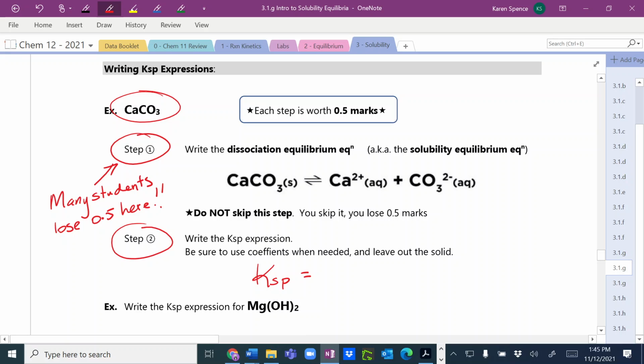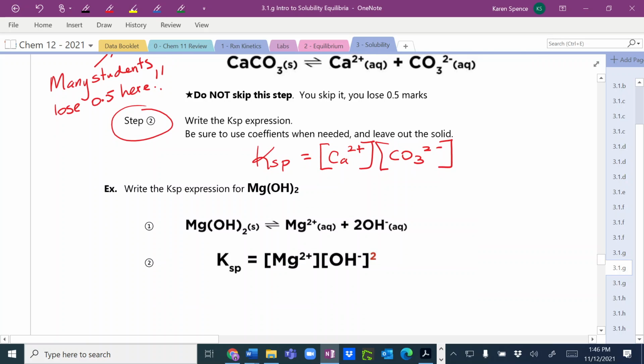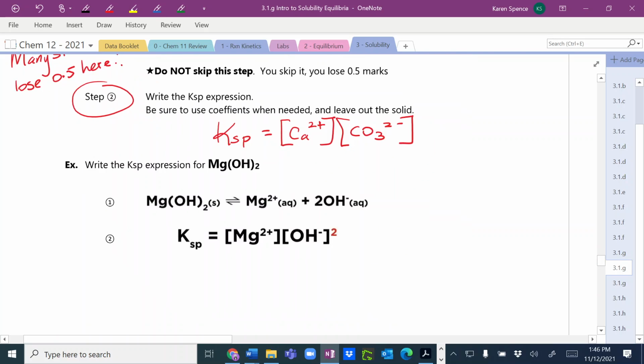KSP would be equal to the concentration of who? Calcium times the concentration of carbonate. That's it. That's easy. Just like KEQ, just with a new name. This is pretty straightforward.